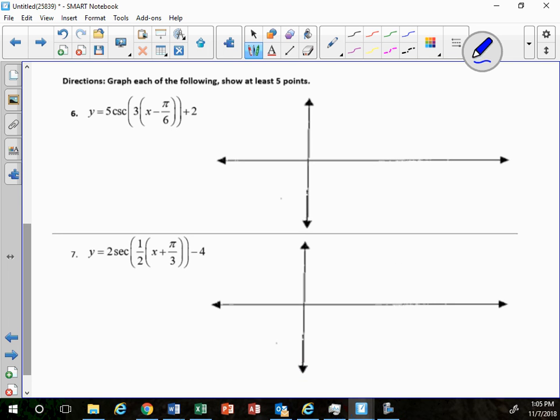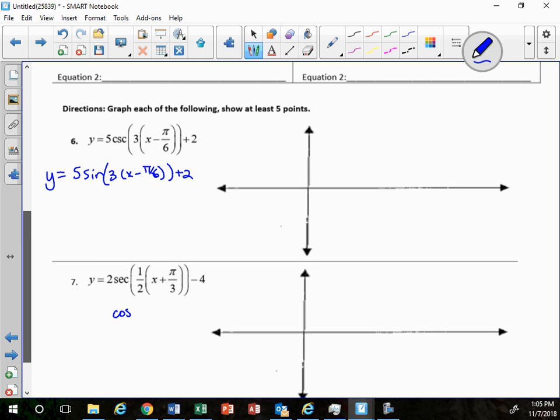Those really are not too bad because you can think of it as sine or cosine. Okay. All right, so guys, go ahead and get to work on these.